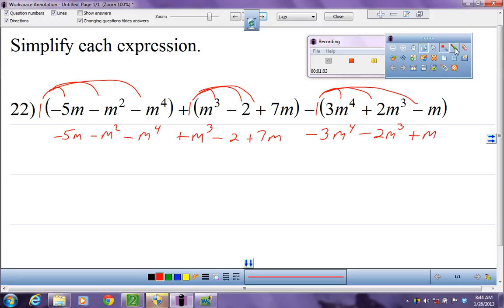Now as far as what you do, you've got to look at all your powers. The one with the highest power is a 4. They call that degree 4. So those are like terms. We say that those are like terms because they're both degree 4. We have a negative 1 and we have a negative 3, so it gives you a negative 4 of the m^4s.